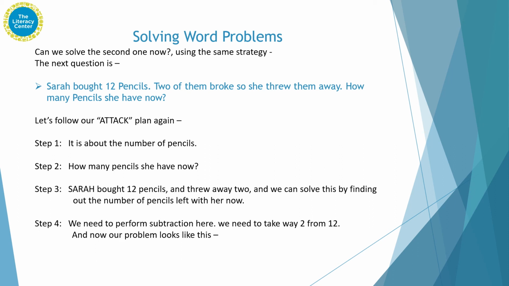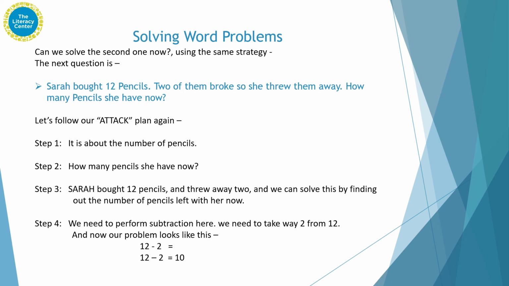Our problem now looks like this, 12 minus 2. And can you solve this? Can you take away 2 from 12? When you solve this, you will get the answer 10. And 10 is our answer to this problem.